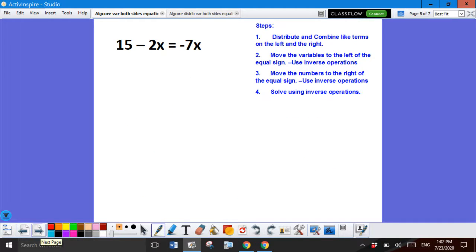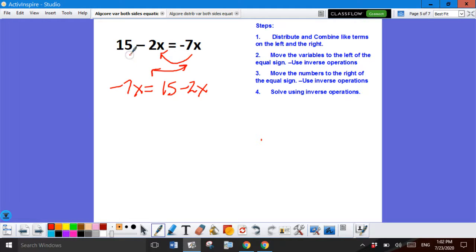Okay, now let's look at this one. This one's a little tricky. If I move the negative 7x this direction, then what am I going to have over here? Well, if I move it, I'm going to end up with a 0. So I'm going to go ahead and just rewrite this so that I just flip-flop the whole thing.